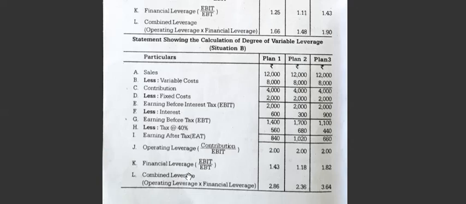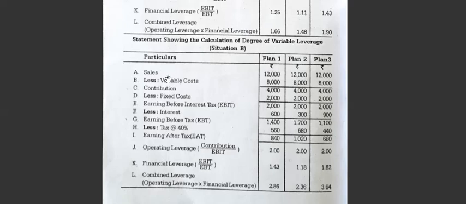Then here calculate separately for financial leverage. EBIT 2,000, EBT 1,400, you will get 1.43. Here 2,000 divided by 1,700, 1.18. 2,000 divided by 1,100, 1.82. Okay. Next, combined leverage. Combined leverage is multiply the operating leverage and the financial leverage. So if you multiply both, you will get 2.86 here, 2.36 here and 3.64. How will you get this value? Multiply these two values, you will get these values.